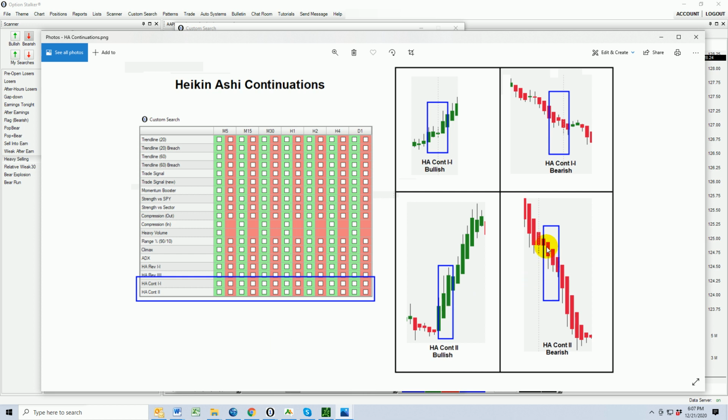So here we've got a HA continuation bearish, as you would expect. Flat top red, flat top red, flat top red, all the way down. Those are the patterns that we're going to be looking for. So let's go into the platform. Let's take a look at some of them and let's see what we come up with.